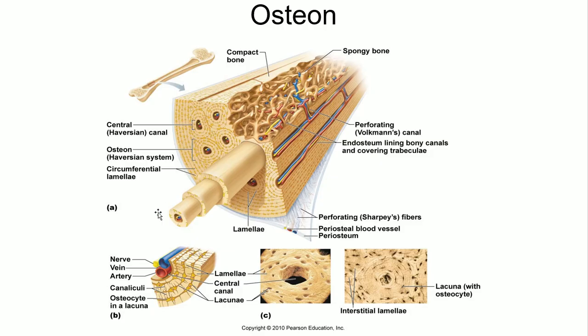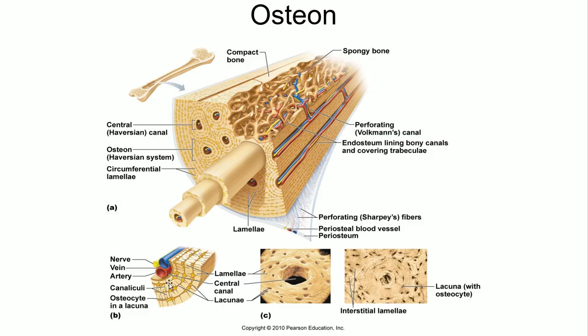When you see these vessels, the yellow indicates a nerve, the red indicates an artery, and the blue indicates a vein, and they are all going through this Haversian canal, this little channel. We also have perforating or Volkmann's canals, these horizontal canals, and they're diagonal passageways that connect the Haversian canals of different osteons. So the Haversian canals, think of them as the main highway, and the Volkmann's or the perforating canals are the side streets that connect the main highways.